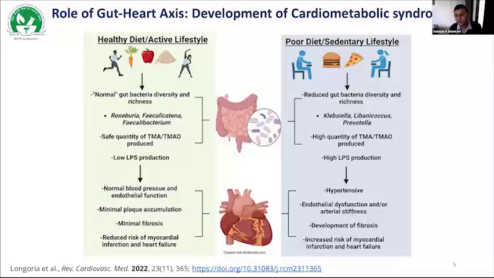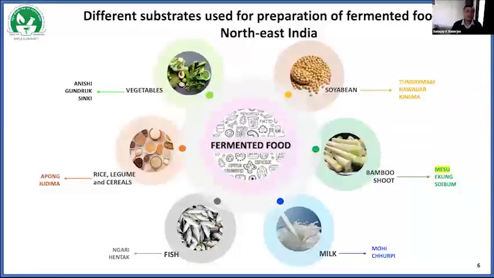When they get fibrosis, they tend to go to the heart failure stage, and also you get a myocardial infarction or heart failure. So we know that there is a direct link between gut dysbiosis as well as cardiac health. So as I talk about Northeast India, as we have a very rich traditional culture, and they are still maintaining it.